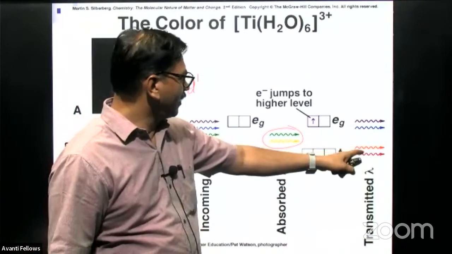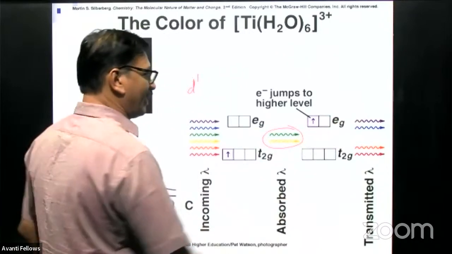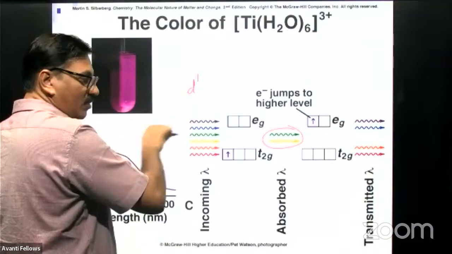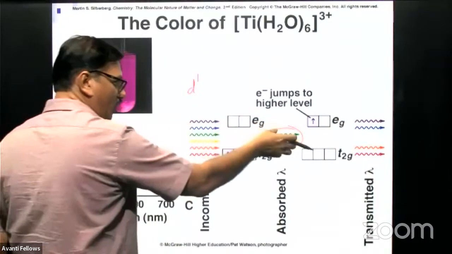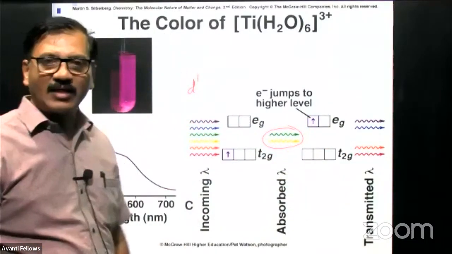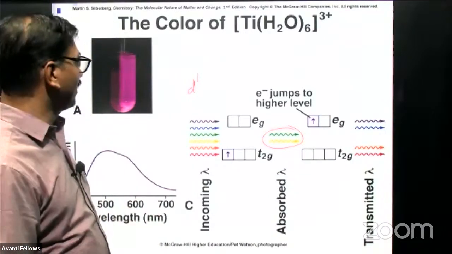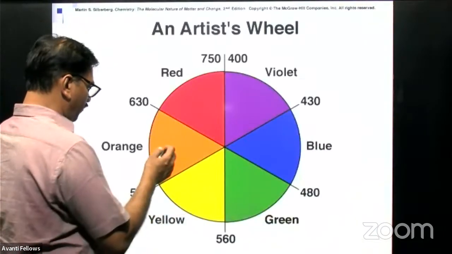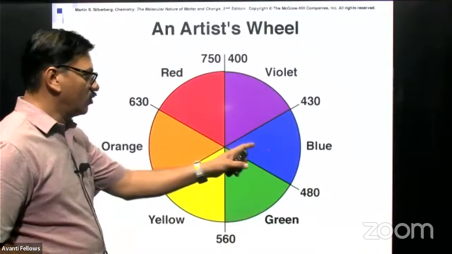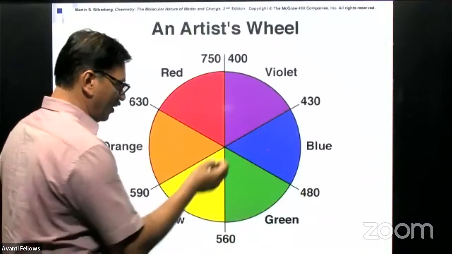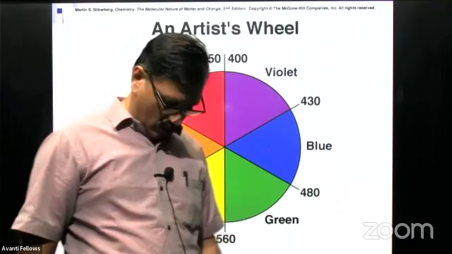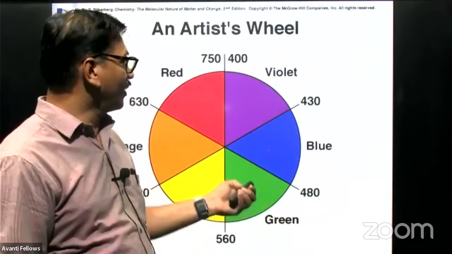These are transmitted colors. These are absorbed colors. So among the incoming colors, only a few are absorbed, and the one which is given out is what we are going to see. So I was talking about the artist wheel. If orange color is absorbed, the complementary color is what we are going to see as the color of the complex. This is the way that we can compare.